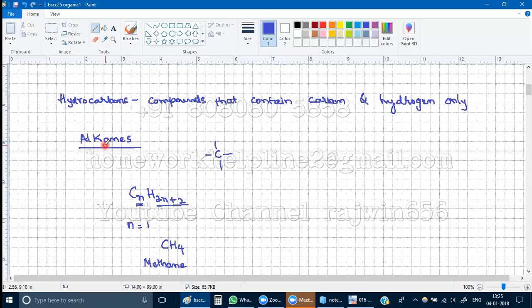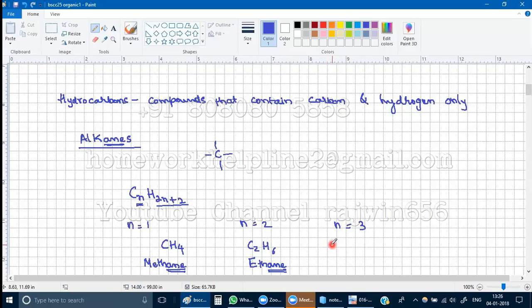You can also look over here, the name alkane is ending with ANE. The name methane is also ending with ANE. Suppose I take n equal to 2, that is the next alkane. The number of carbon atoms is 2, and the number of hydrogen atoms you can calculate, so it's going to be 6. It's going to become C2H6. This is the next compound of the alkanes. Its name is ethane, which is also ending with ANE.